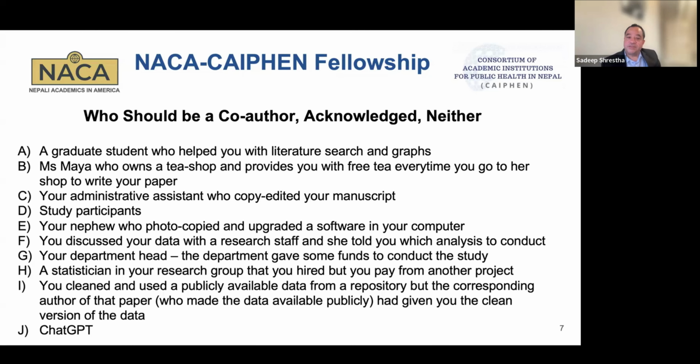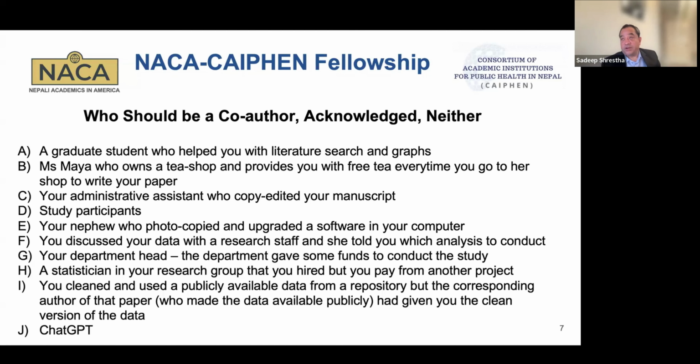F, you discussed your data with the research staff and she told you which analysis to use. In this case, I would say neither. Okay, it's not a quote. It's something that you had a conversation about in passing, and anybody can tell you which analysis to do. Now, if they went and did the analysis, presented the results and discussed with you, that's a different thing. Okay. But if they just say, hey, maybe you should use this analysis, or read a paper, or send you a paper, then that doesn't count.